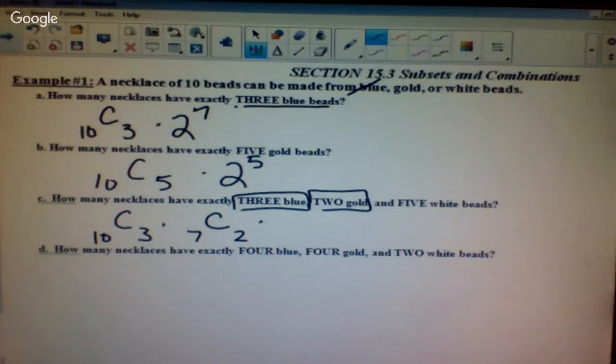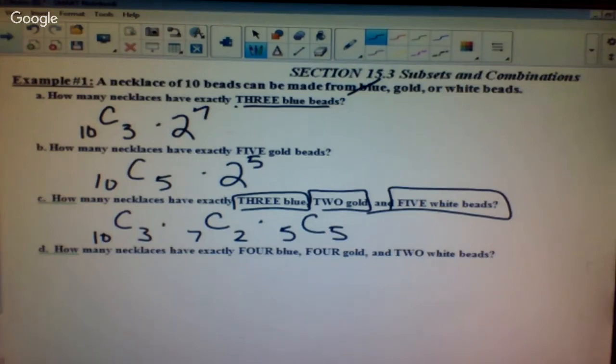I've filled 3 and 2. I have 5 left. It's asking for 5 white beads, so you can just put 5C5.